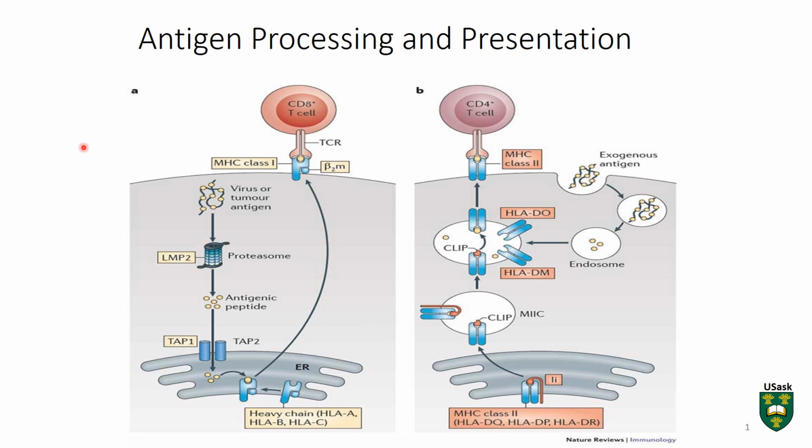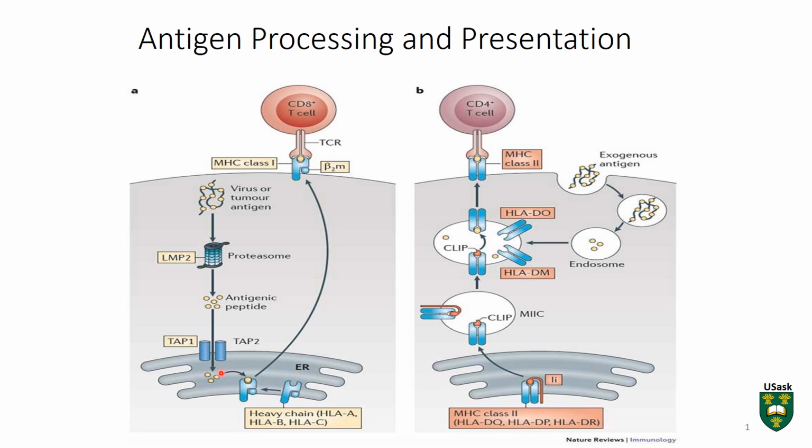So let's talk first about antigen processing and presentation for class 1. For example, this is a cell that got infected by a virus, or a cell that underwent mutation by some sort of tumor. When this happens, the virus or the tumor antigen goes through a proteasome degradation pathway. This results in chopping up the virus or tumor antigen into very small peptides, as you can see in this figure. These peptides will now enter the endoplasmic reticulum through the TAP1 and TAP2 channels.